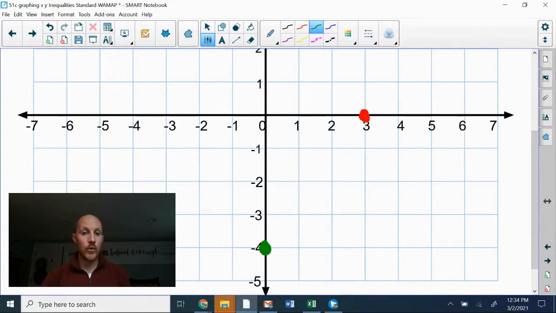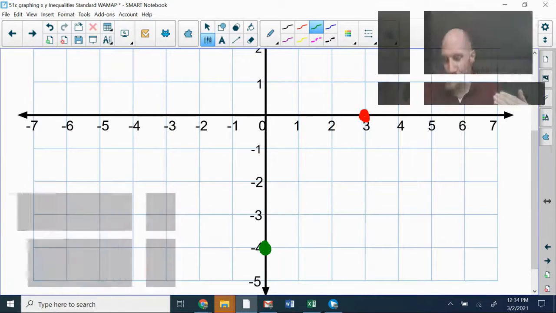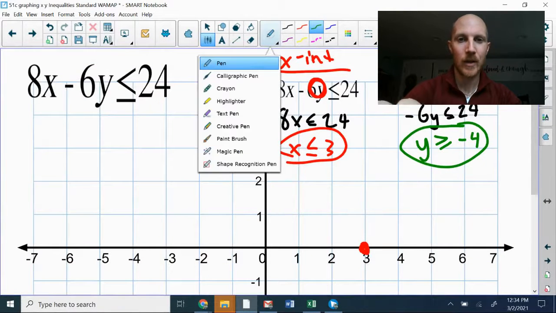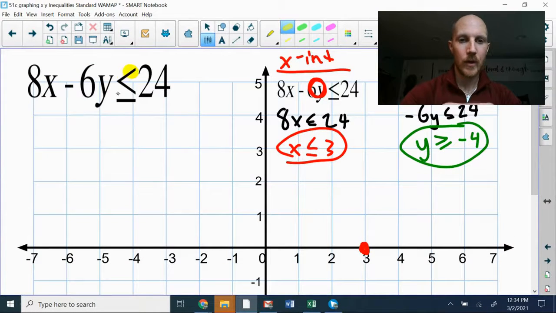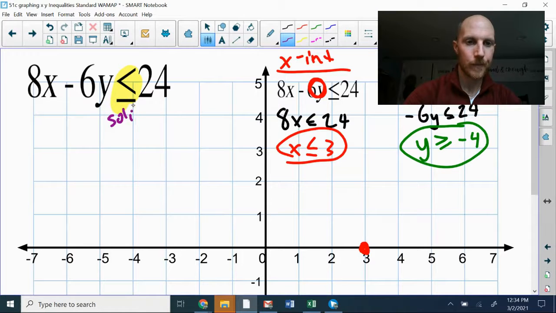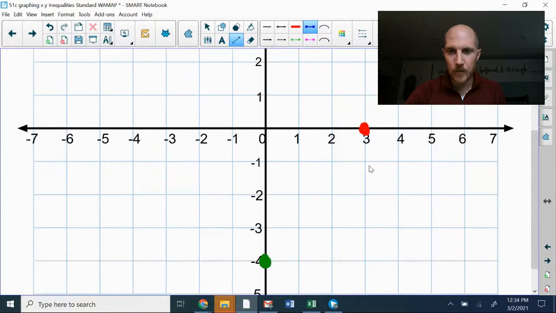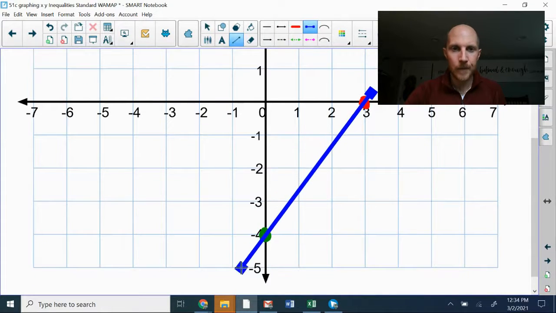Okay, so I'm going to connect those two dots. That's how I'm going to get my line. Before I draw the line, I need to back up and identify what is the correct line style. For this inequality symbol, solid or dotted? Nice. Yeah, I'm going to use a solid line here because it has the or equal to as part of that symbol. So solid line to connect these two dots. Let's go ahead and draw a line from the red dot to the green dot. Go ahead and make this a little bit longer.